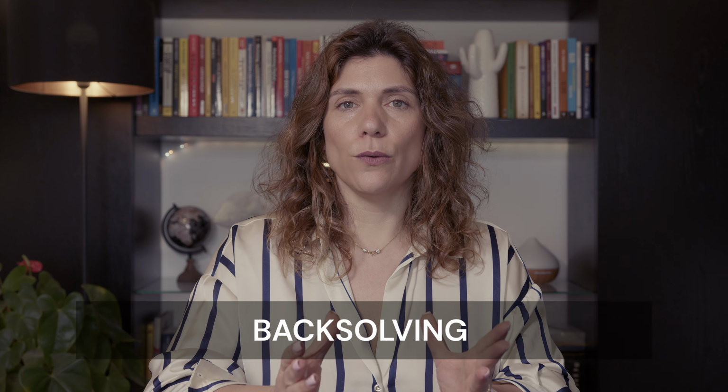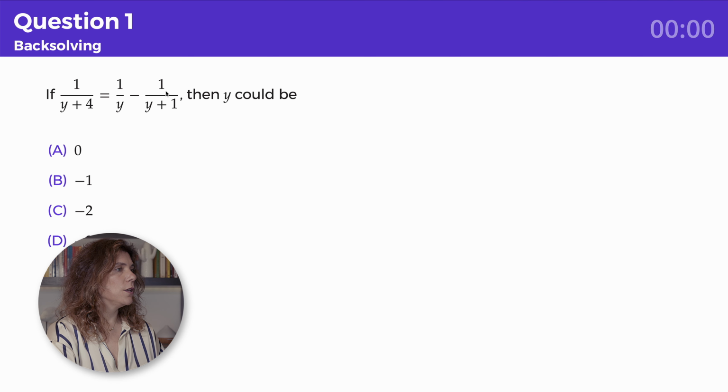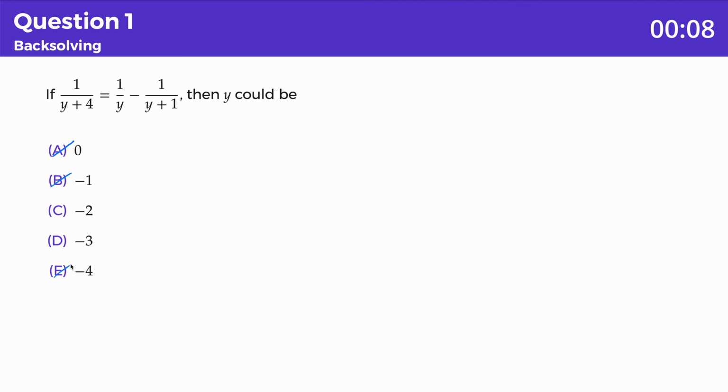That would be backsolving. Instead of solving algebraically, we test answer choices directly, eliminating impossible options and quickly narrowing down the correct one. Let's solve that way. You immediately know that you can't have denominators as 0, so you can immediately eliminate answer choice A, B, and E. Now you just have minus 2 and minus 3.